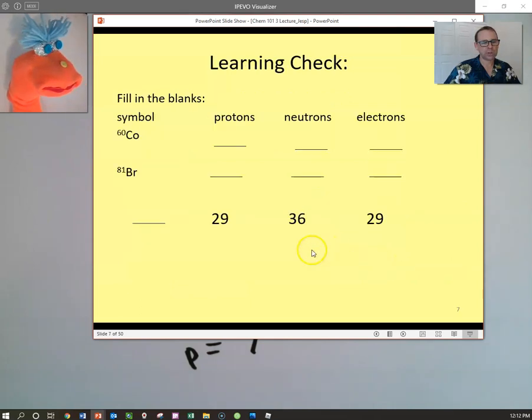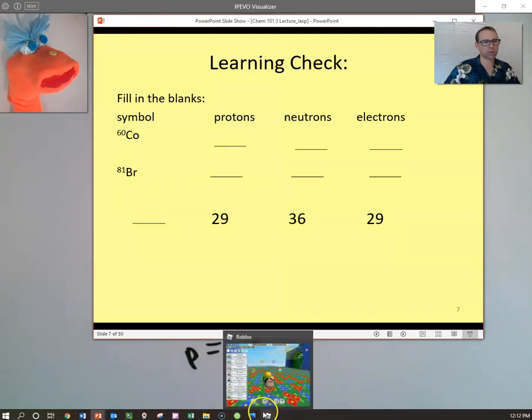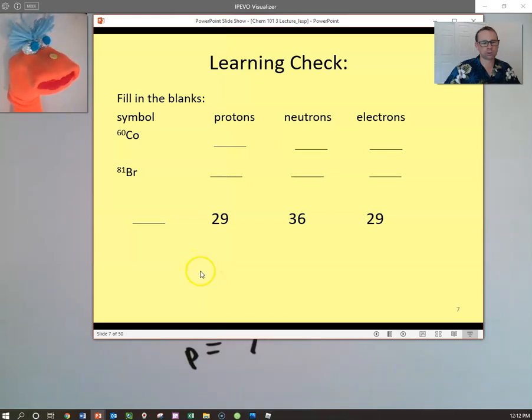Okay, so let's see if we can fill out this chart. What would we call this one? Do you remember? Cobalt. Very good, cobalt. How did you know that? I used to work with some people that use cobalt a lot. Oh, okay, great. So, cobalt, and now what is the 60 telling us? It's the mass number, or the number of protons plus neutrons.